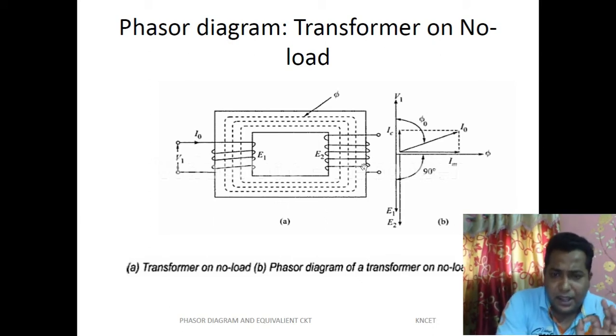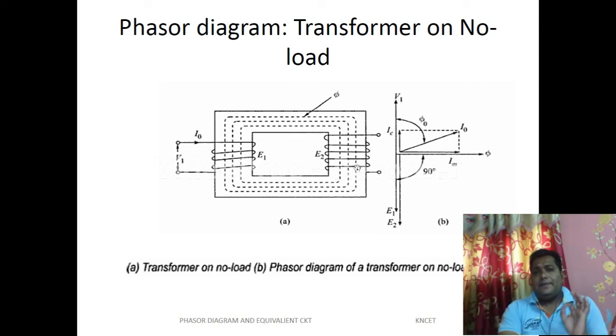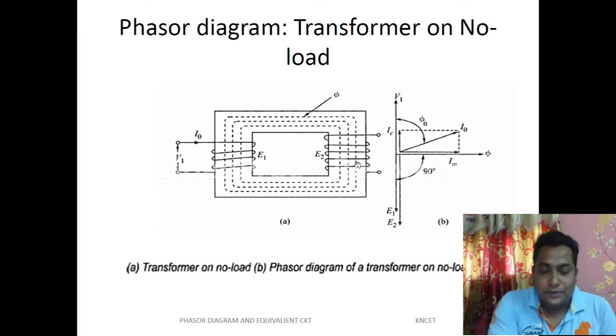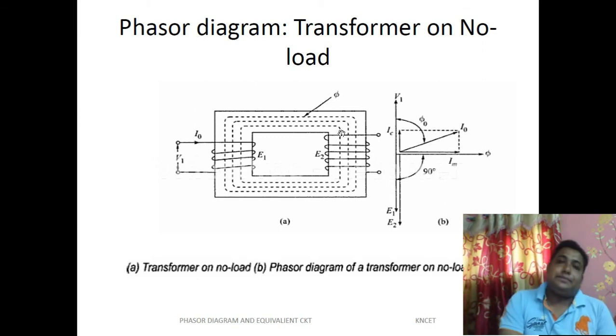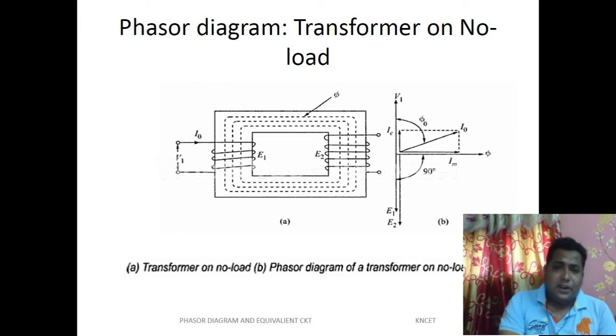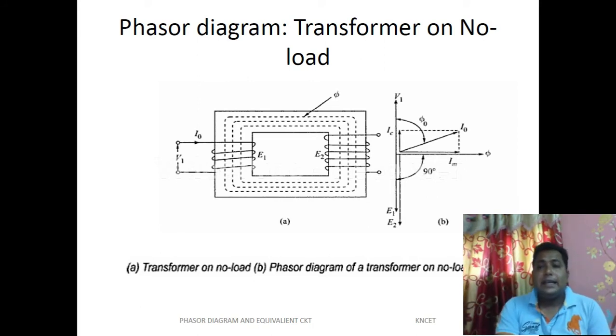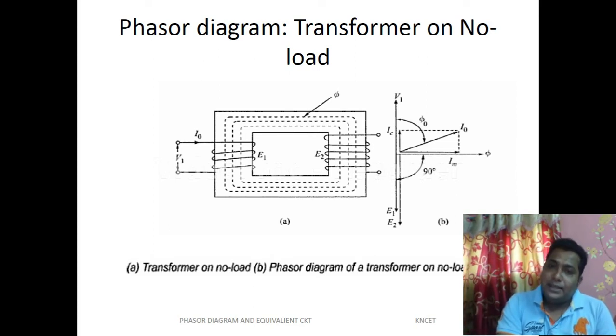So now we are going to draw. We have different AC components, and we have to draw all of them in a phasor diagram. First we need a reference line, and with respect to that reference line we have to draw the other components. For our easy understanding, here we have taken phi as the reference line. Why have we taken phi as the reference line?